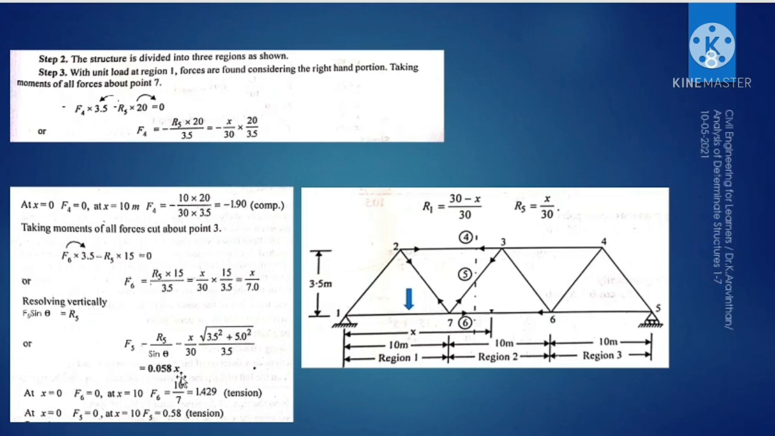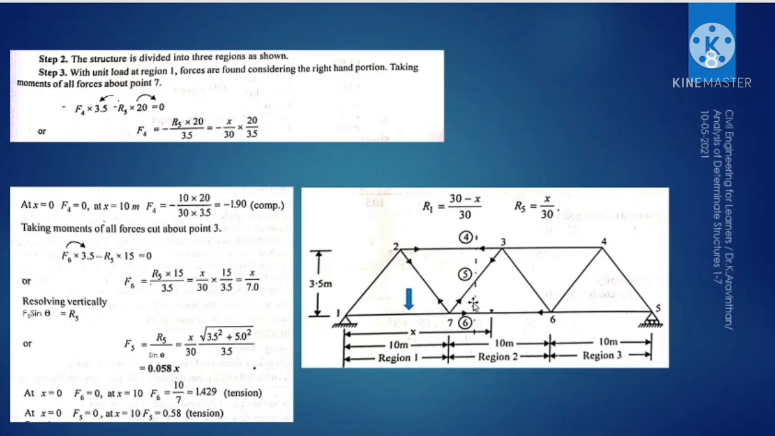While substituting x equal to 0, you will be getting F5 equal to 0, and x equal to 10, you will be getting F5 equal to 0.58 unit. Now we have found out the three members' forces when the object is crossing at the left hand side.